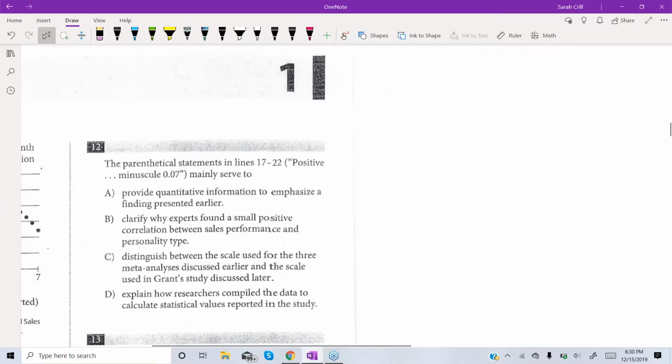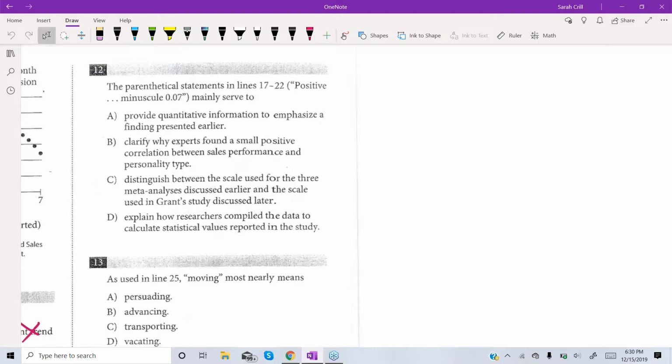Let's double check the answer choices just to make sure. So B says, clarify why experts found a small positive correlation between sales performance and personality type. It's not really clarifying anything about that. It's just stating how to use the information. C, distinguish between the scale used for the 3 meta-analyses discussed earlier and the scale used in grant studies later. Well, correlation wasn't really used in grant study. Not that I remember, at least. D, explain how researchers compiled the data to calculate statistical values reported in the study. They weren't really talking about compiling the data, they were talking about interpreting the data. Okay, so in that case, I think that A is the best answer choice here.